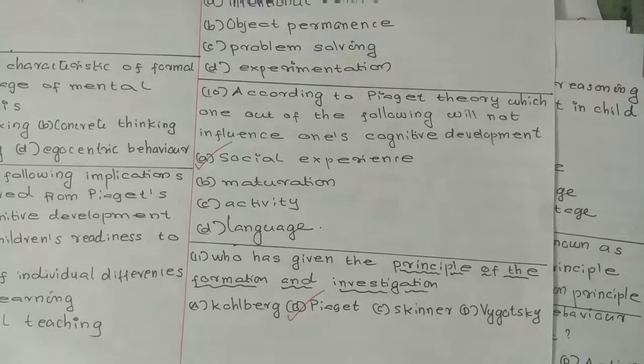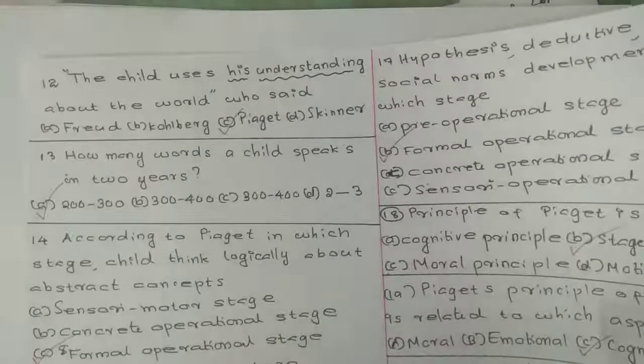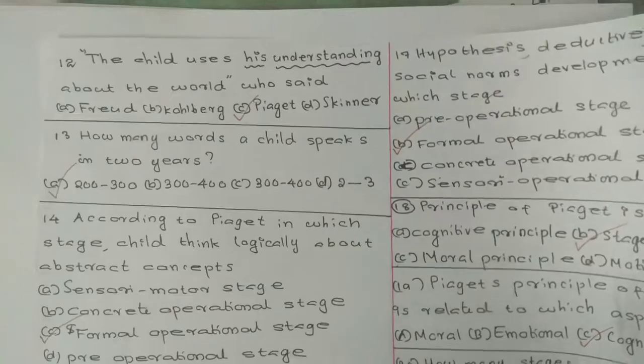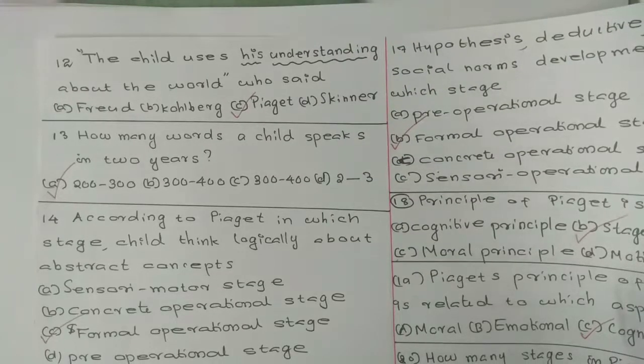Question number 11. Who has given the principles of formal formation and investigation? Option A, Kohlberg. Option B, Piaget. Option C, Skinner. Option D, Vygotsky. So the answer is option B, Piaget. Question number 12. The child uses his understanding about the world. Who said? Freud, Kohlberg, Piaget, Skinner. Answer Piaget.